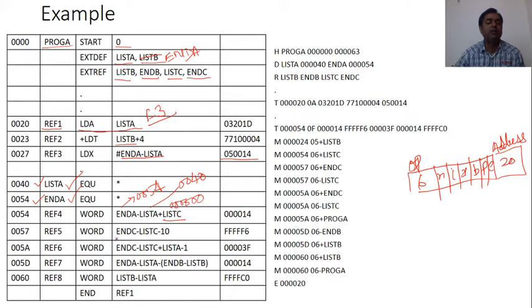I don't know the value of end C, it will be 0. List C, it will be also 0. 0 minus 0, that becomes 0. Minus 10, that becomes minus 10. In this case, this 10 is written in decimal, just put it in binary.